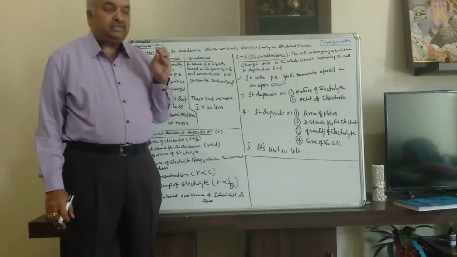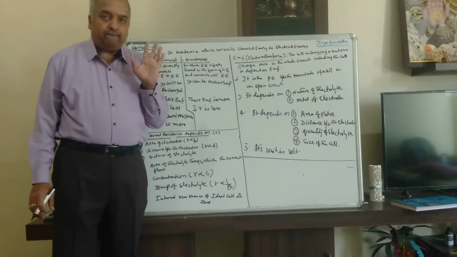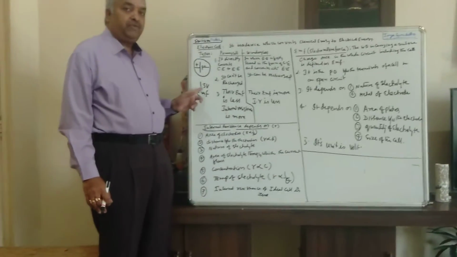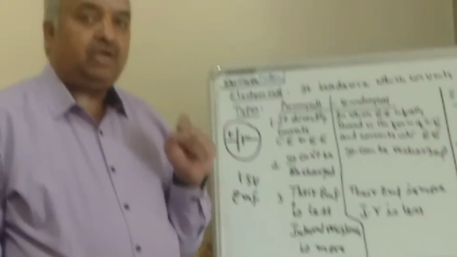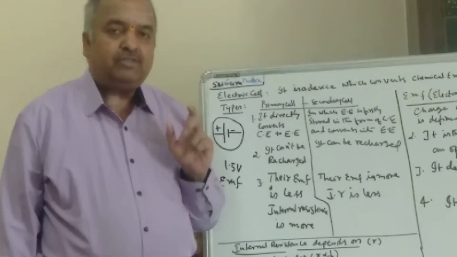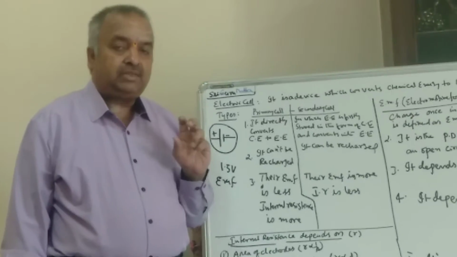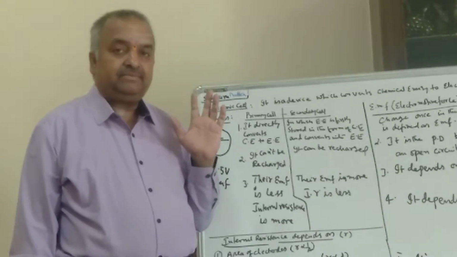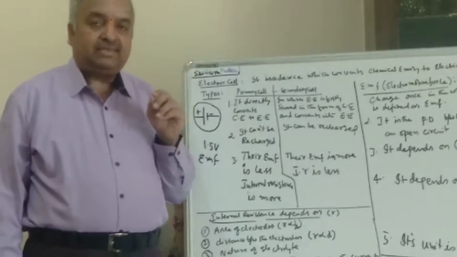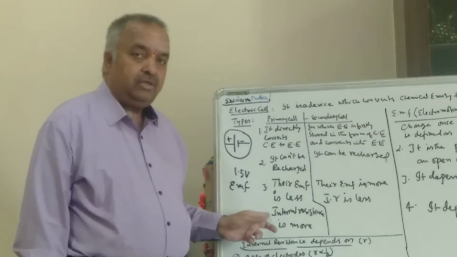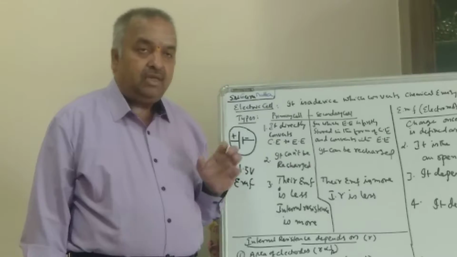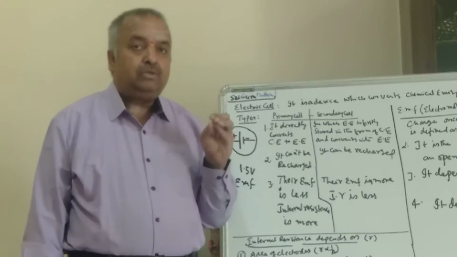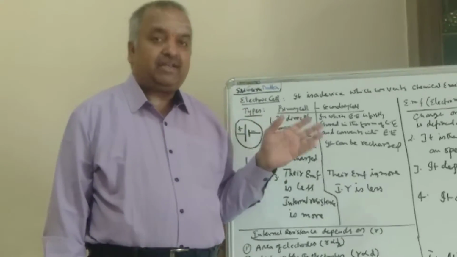So what is the EMF of a cell? That is 1.5 volt. Now I am going to ask one small question. What is the difference between an EMF cell and a battery? A cell has an EMF of 1.5 volt, but a battery does not have 1.5 volt EMF. Why? Because a group of cells connected in series will become a battery.